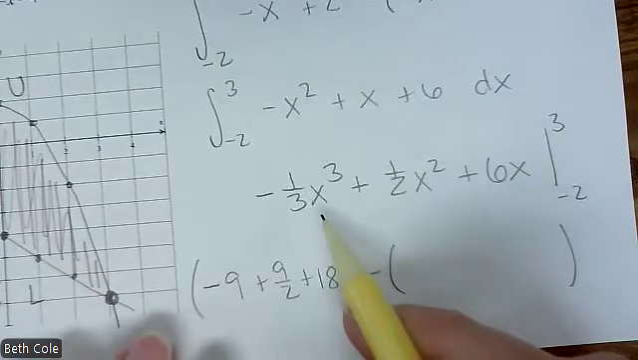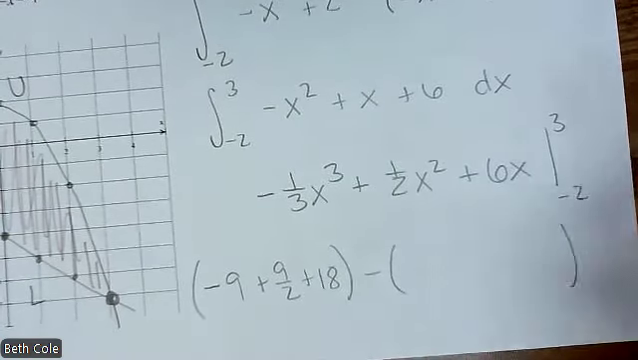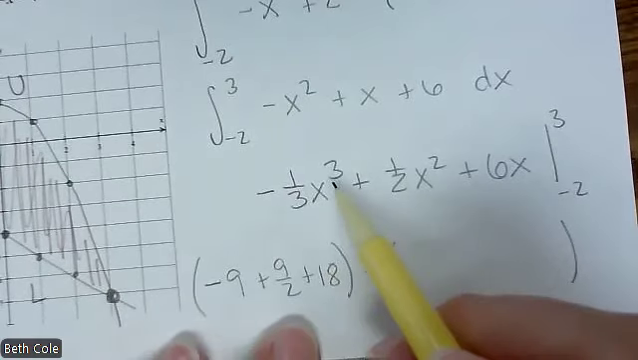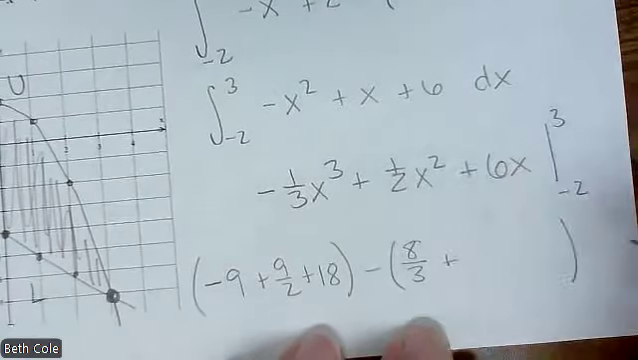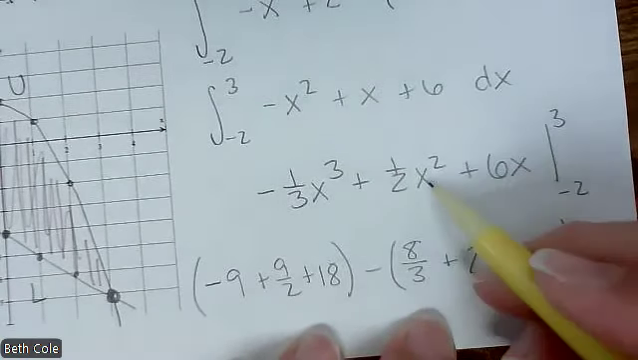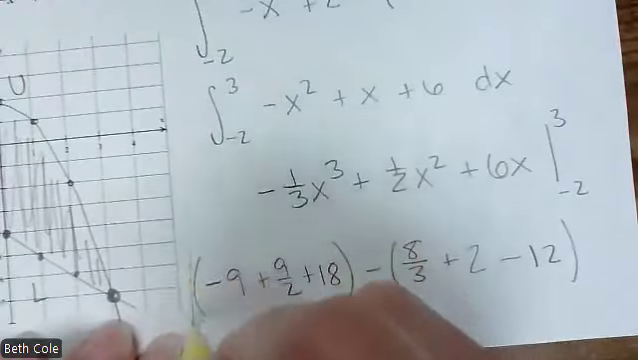You could, of course, just plug the 3 in and give them hugs. But if you were listening to the conversation before, just be really careful with your parentheses. Because if you miss a parenthesis, then the whole thing becomes wrong. So just be careful. -2 cubed would be -8. Negatives cancel, so 8/3. This would be plus 2. -2 squared is 4. Half of that is 2. And then minus 12. And you can just go ahead and stop there.